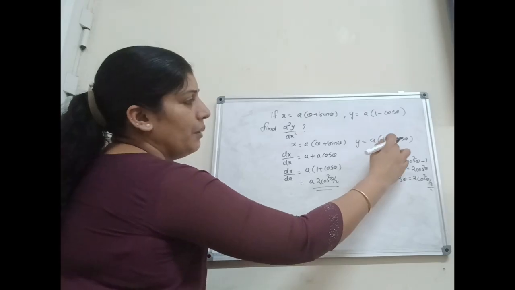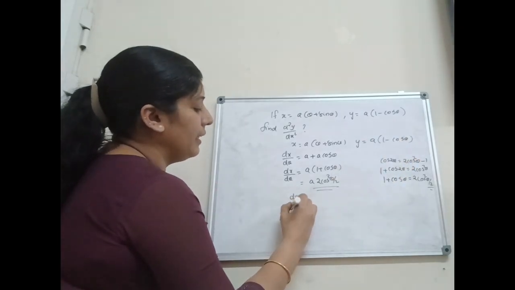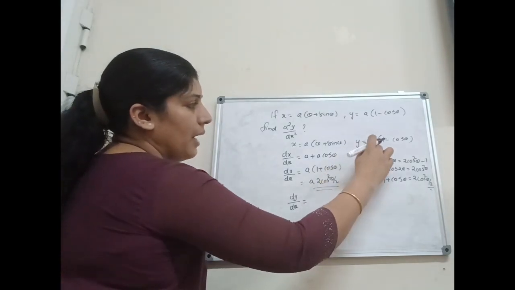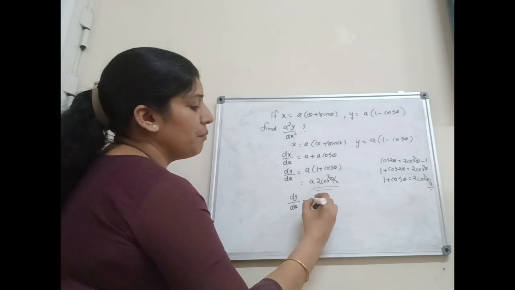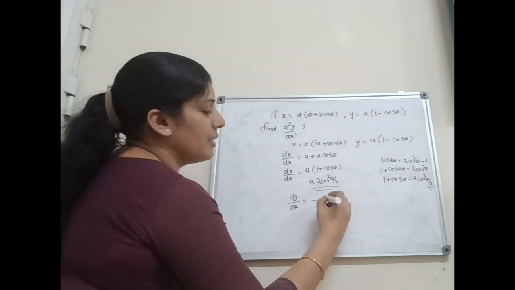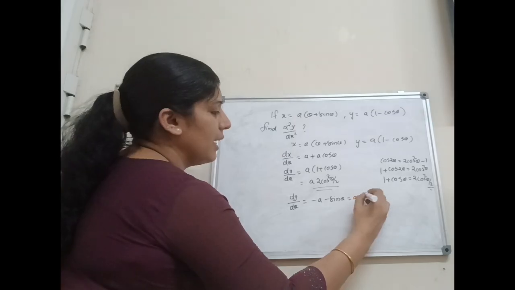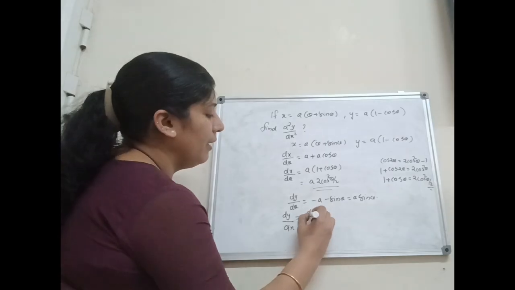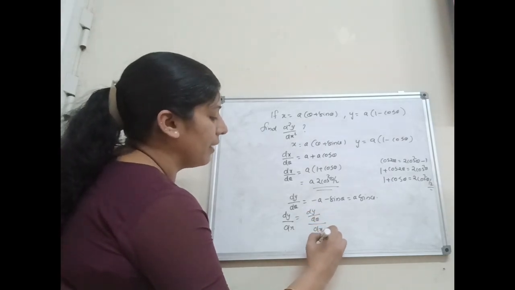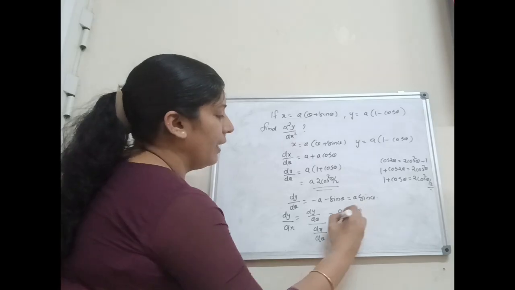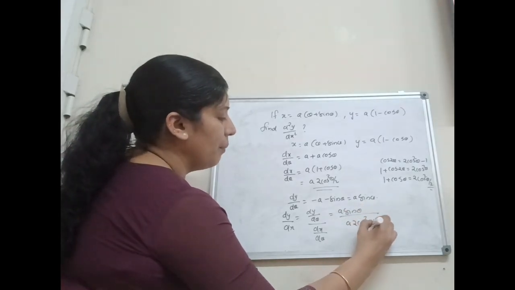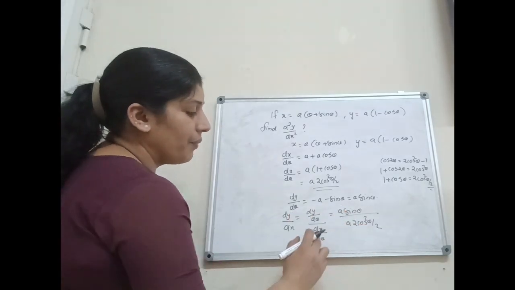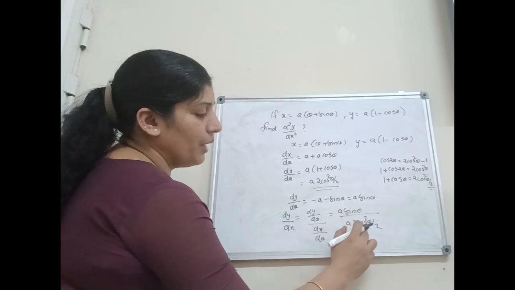Here y equal to a into 1 minus cos theta. Therefore, dy by d theta is equal to d by d theta of a, that is 0. Then minus d by d theta of a cos theta, that is minus a into d by d theta of cos theta is minus sin theta, that is equal to a sin theta. Next we can find out dy by dx. It is equal to dy by d theta divided by dx by d theta, that is equal to a sin theta divided by a into 2 cos square theta by 2. Dy by d theta is a sin theta and dx by d theta is 2a cos square theta by 2.